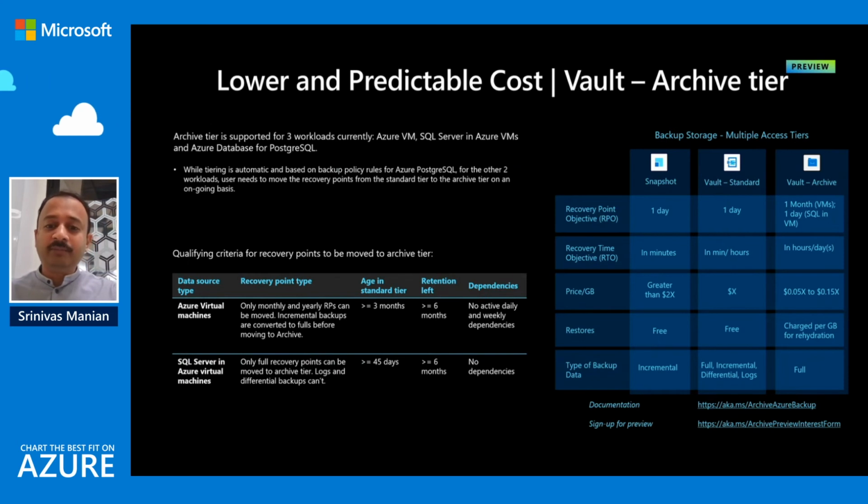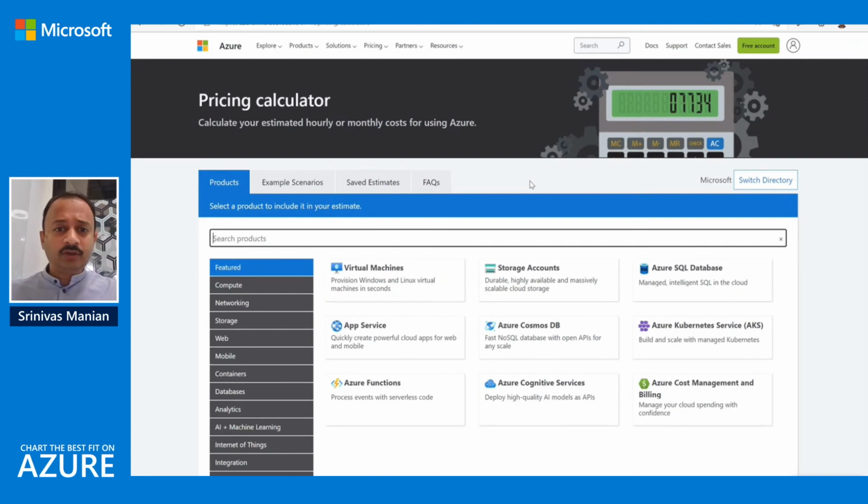In terms of type of data backup that is supported, snapshot supports incremental backup. Your Vault standard supports full, incremental, differential, and log backup. Typically, this is considered for your VM application backups as well as for data backups. For the archive tier, the type of backup is full backup, and you would be able to retrieve as per the previous comments. Yeah. So let us look at how we can solution the Azure Backup Service using the pricing calculator.